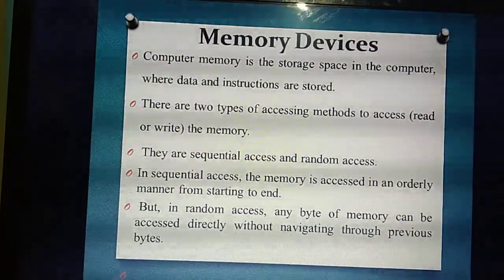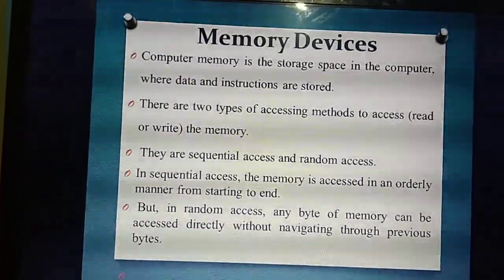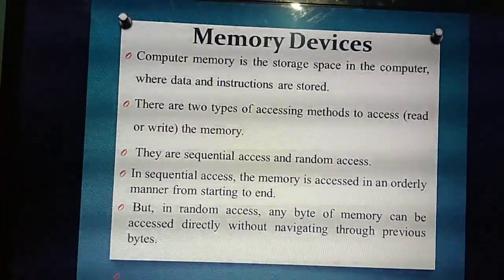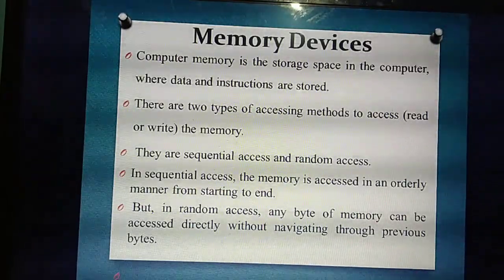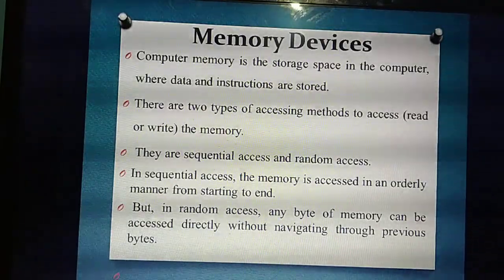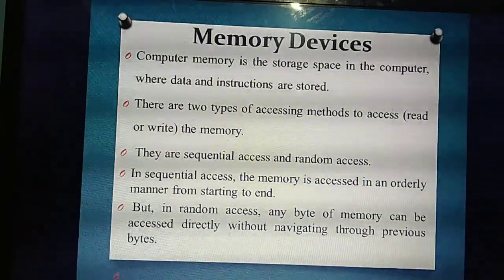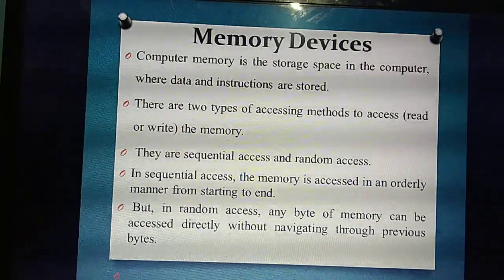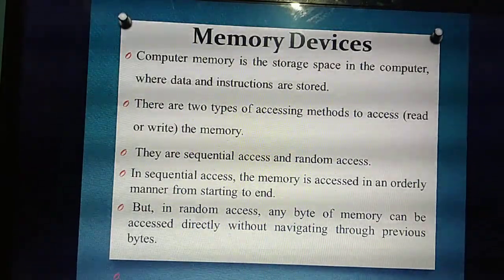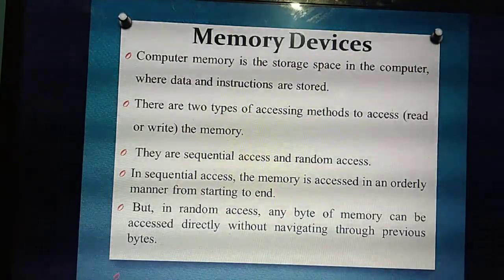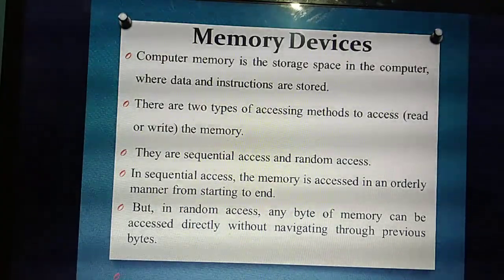What do you mean by access? For example, a net connection or Wi-Fi connection is there, and you are accessing the net. What is the meaning of that? You are getting a particular connection. Likewise, there are two types of accessing methods. From where do you need to access? From memory where you have already stored the data. For example, in your mobile phone you have stored a lot of video files. I need a particular video file, or I need to access a particular video from your mobile phone. That is called access.